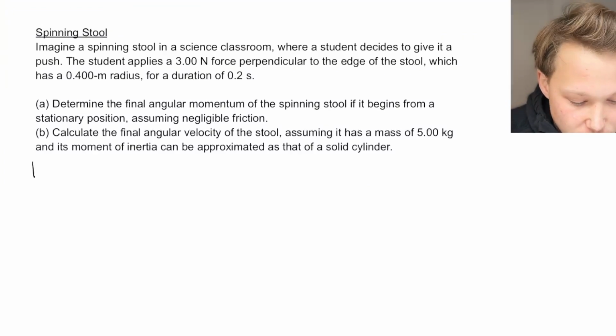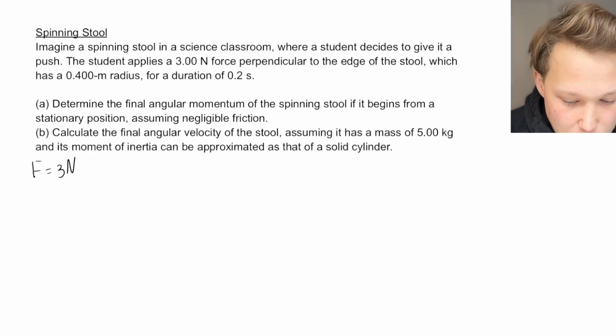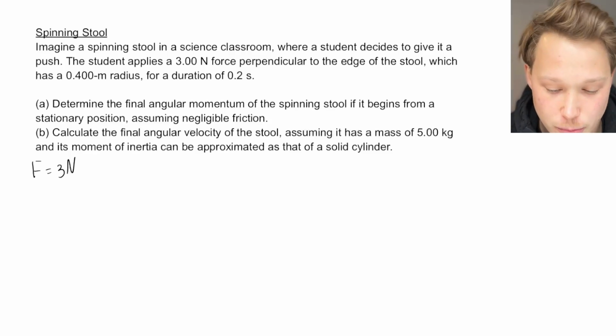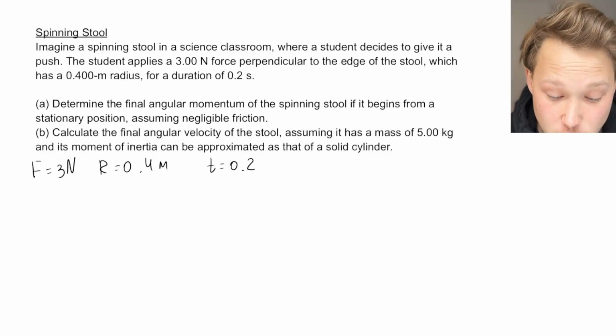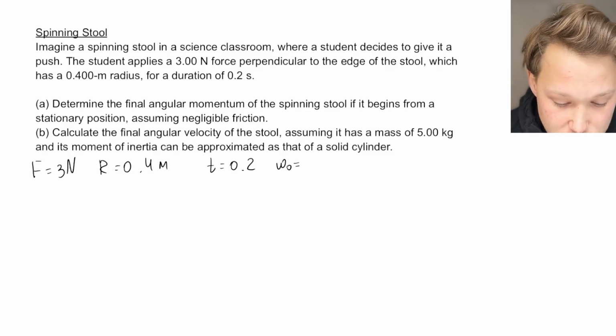The student applies a force of 3 newtons perpendicular to the edge of the stool, which has a radius of 0.4 meters for a duration of 0.2 seconds. Determine the final angular momentum of the spinning stool if it begins from a stationary position. So its initial angular velocity is 0.